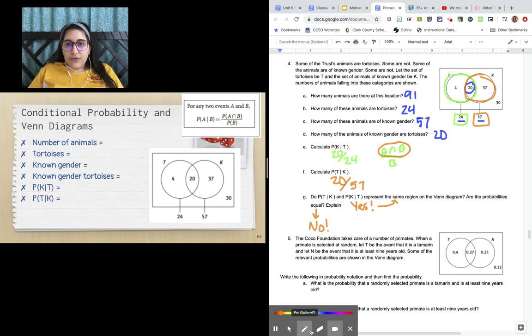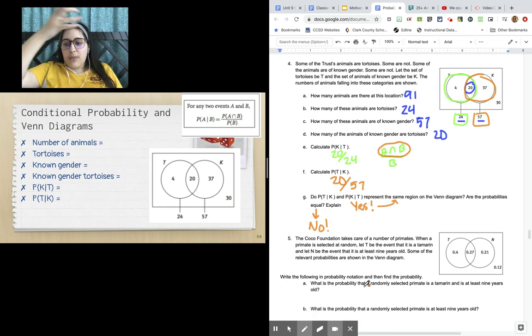I would love for you to try the last problem, number 5, on conditional probability with Venn diagrams. This time we're dealing with probabilities inside the Venn diagram instead of numbers. But keep in mind, the actual dividing is still the same, and the definition of conditional probability is still the same. Down here, the 0.27 is the probability of T and N together.